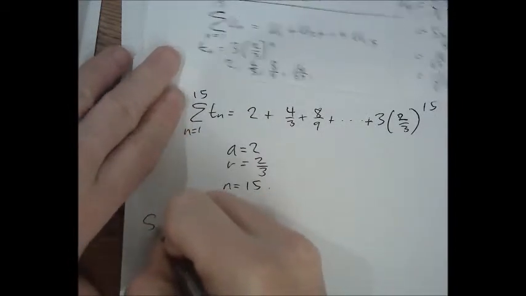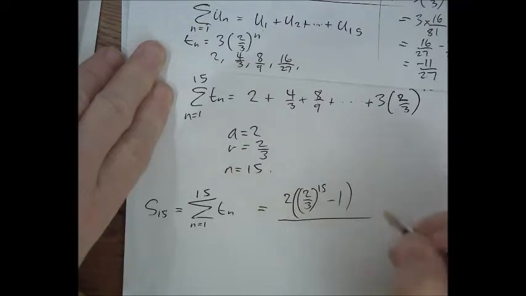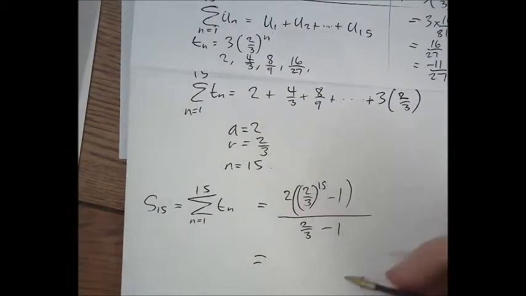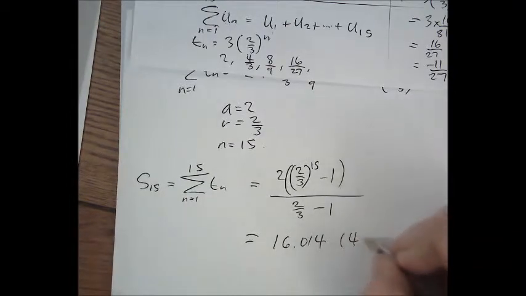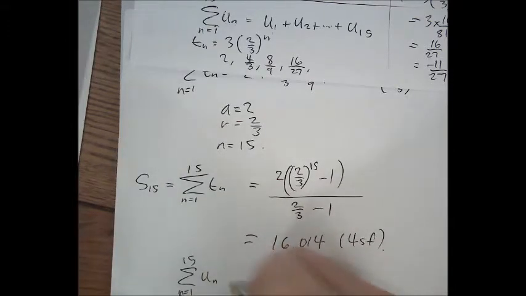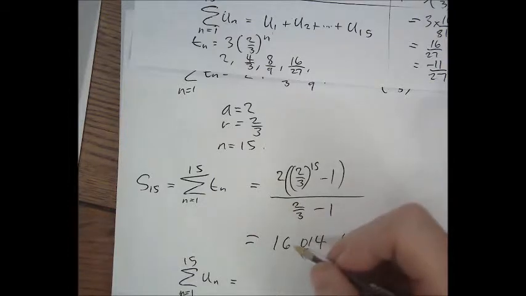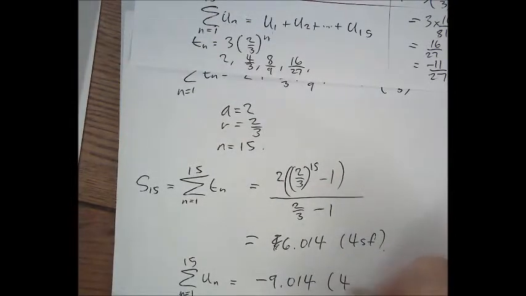In other words, the sum to the 15th term of that is 2 times 2/3 to the power of 15 minus 1 over 2/3 minus 1. You type that into a calculator, you get 16.014 to 4 significant figures. But what we really want is the sum of all the terms that were 1 less than those. If there's 15 and they're all 1 less than that. Oh, sorry, I made a mistake there. So it's not 16, it's 6. You take 15 away from that, you get negative 0.14 to 4 significant figures, which is what they wanted me to show.